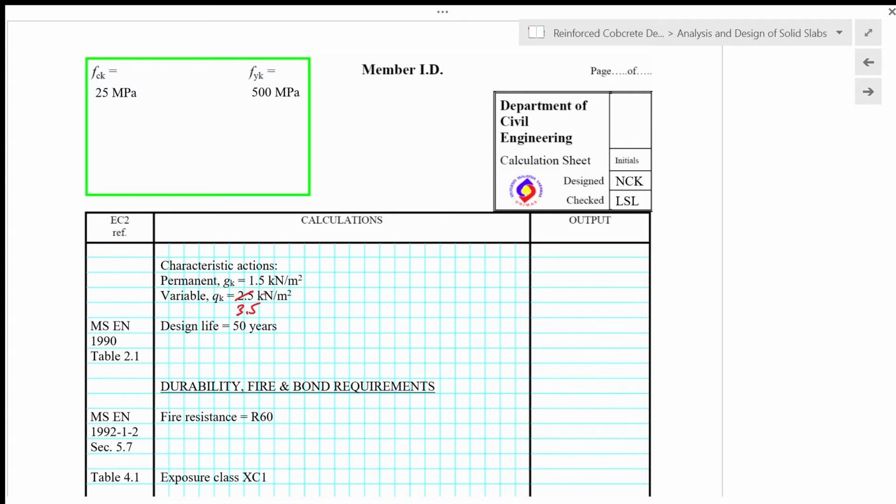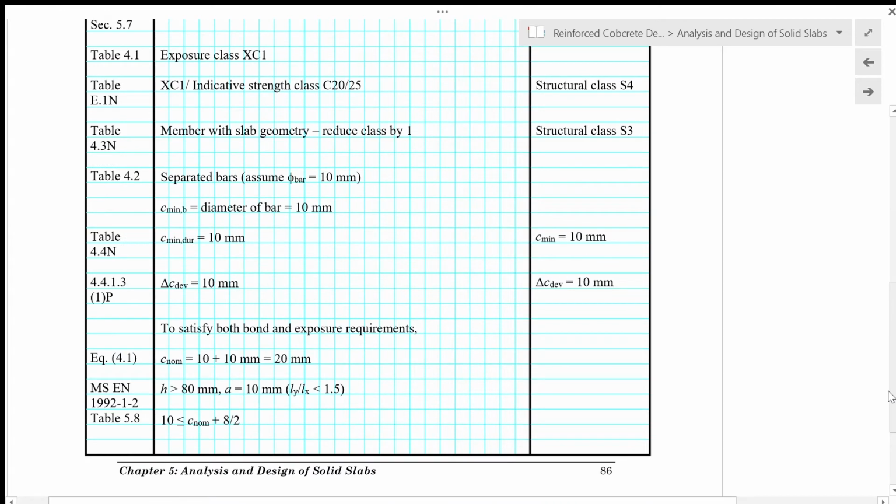From MS EN 1990 Table 2.1, the design life is 50 years. For durability, fire and bond requirements, from Eurocode 2 Part 1-2 Section 5.7, the fire resistance is R60, or 1 hour. From Table 4.1 of Eurocode 2, the exposure class is XC1. From Table E1N of Eurocode 2, for exposure class XC1, the indicative strength class is C20/25. So we're using C25/30 grade, which is higher than the indicative strength class.